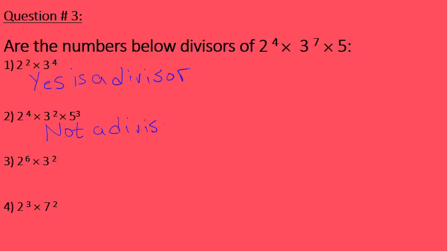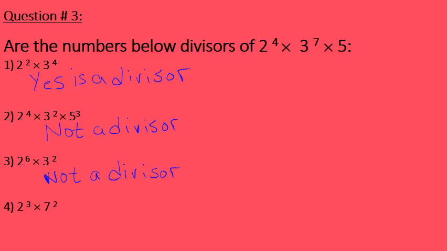Joel. Number 3. Is 2 to the power 6 times 3 squared a divisor of the above? No. Why? First, we start with the base 2. Down we have 2 to the power 6, up 2 to the power 4. The below one should be less than the above one. It is greater than, so we directly say not a divisor. Do we continue to the other bases? No, it's not necessary to continue to the other bases. So it's not a divisor.